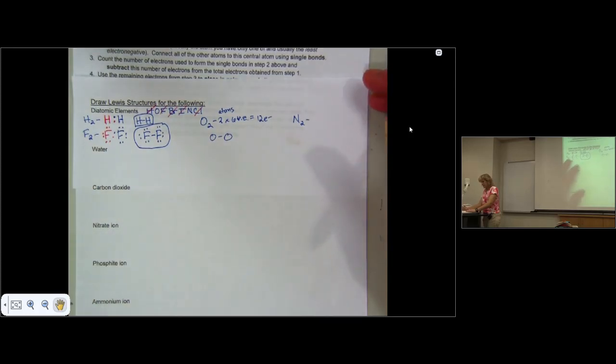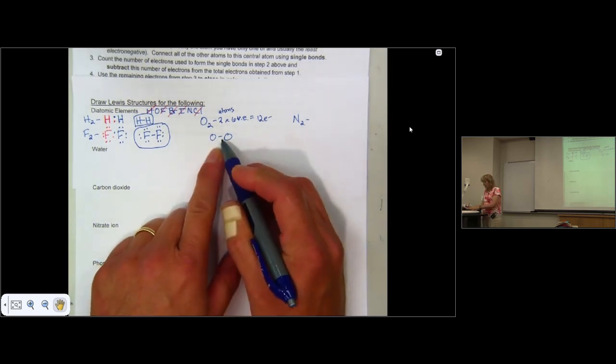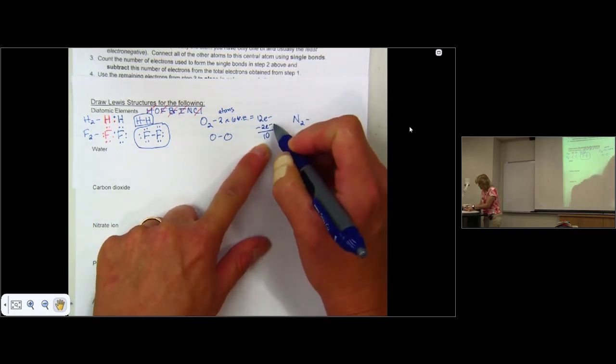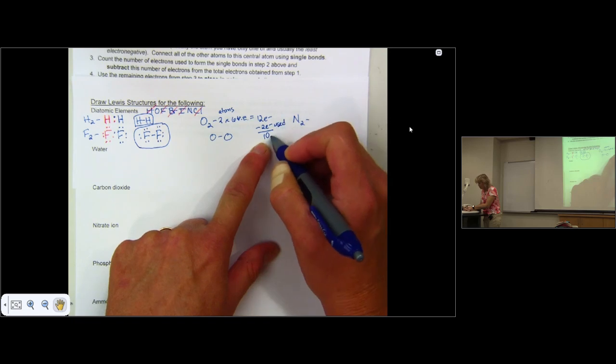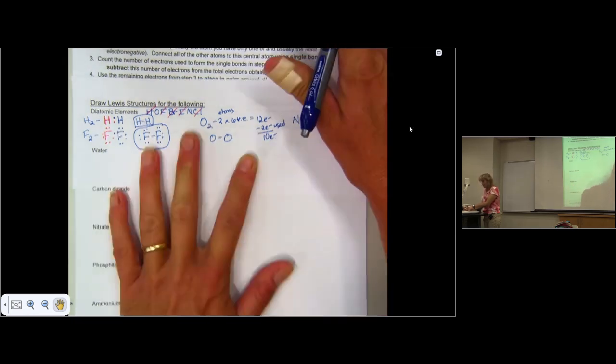O-O. And now we have to do our accounting. It says count the number of electrons used to form the single bond and subtract that from the total. How many did we just use? 2. You just used 2. So you have to take that away from the total. You've already used them. So 2 electrons used, that means you have 10 left over.